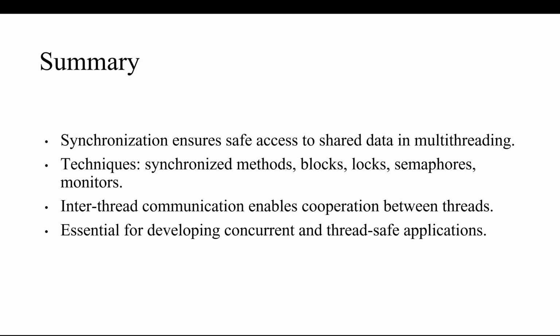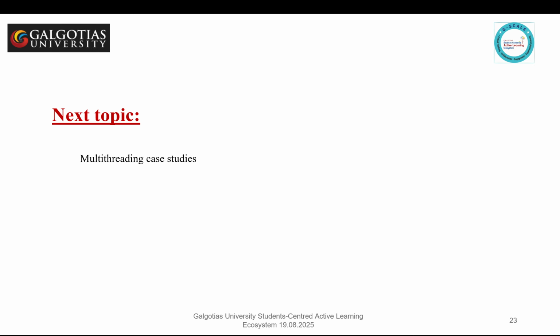To summarize, synchronization ensures safe access to shared data in multi-threading. We studied synchronized methods, blocks, locks, semaphores, and monitors. We also learned how inter-thread communication enables threads to cooperate effectively. These concepts are essential for building reliable and thread-safe Java applications. In the next session, we will study multi-threading case studies and apply these concepts to real-world programming scenarios.